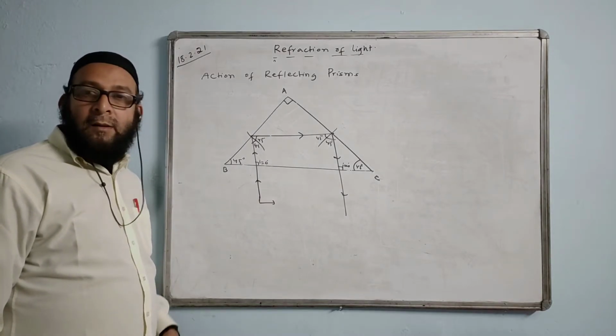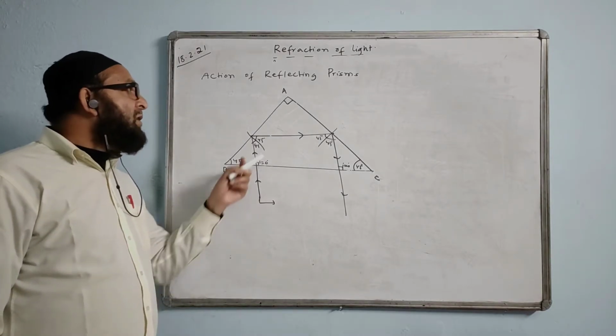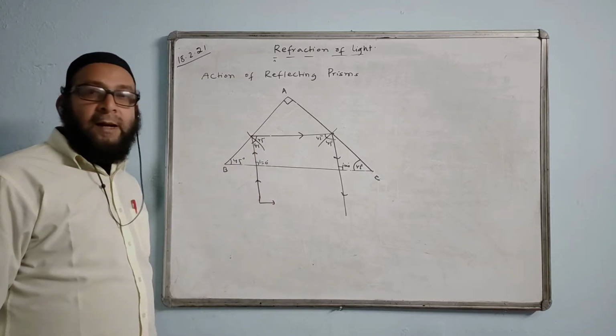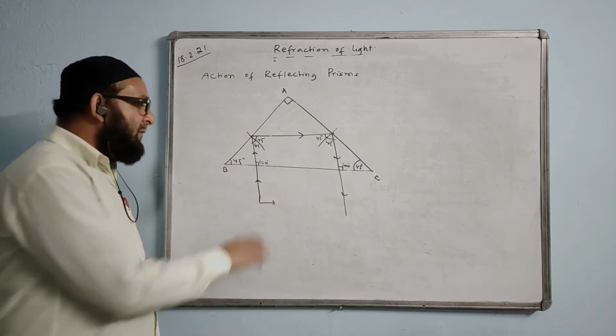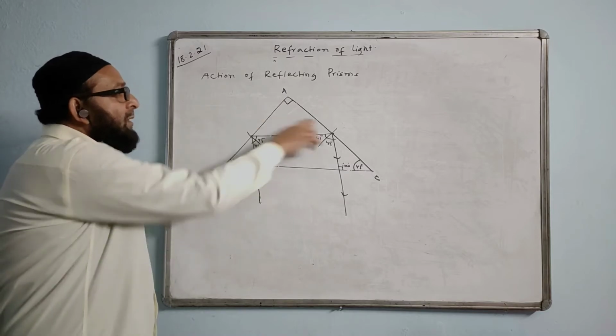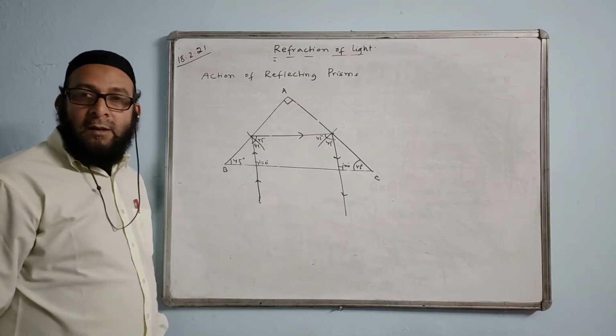Okay. So, where is this action of prism used? We say binoculars. Same diagram in binoculars we will see. If this is given, then we draw like this and then form the image.